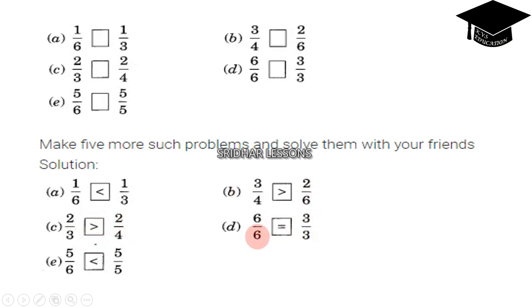Similarly, 6 by 6 and 3 by 3 both are equal. Okay. 5 by 6 and 5 by 5. 5 by 6 is less than 5 by 5.